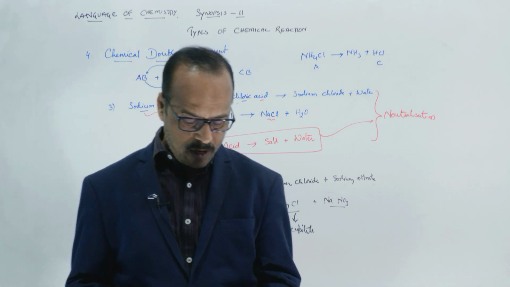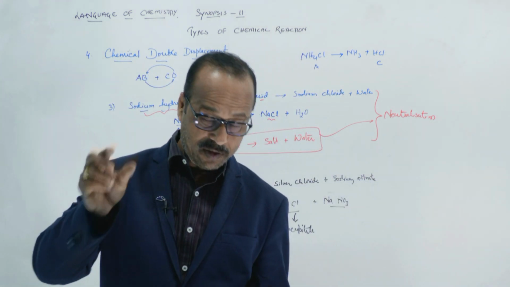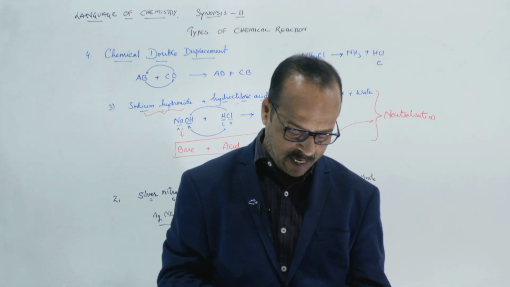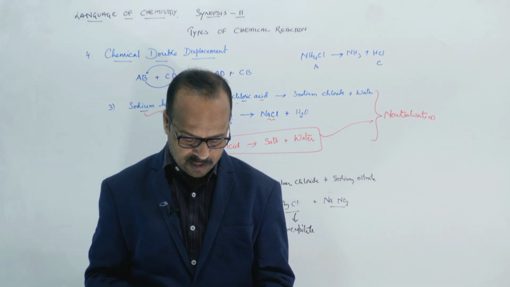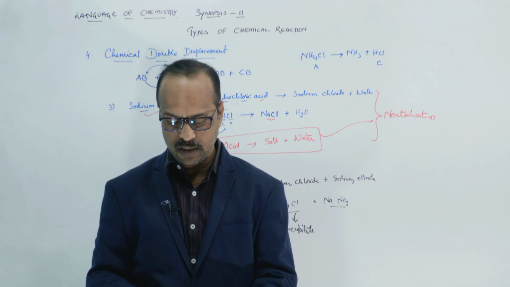13th one: silver nitrate plus copper gives copper nitrate and silver. So here copper is displacing the silver. So this is called a displacement reaction. Here copper is displacing the silver. So the option is 1.